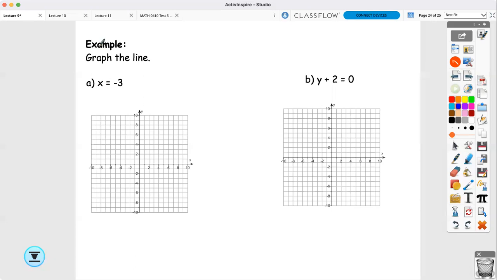Example. So we're gonna graph the lines. A is x equals -3 and B says y plus 2 equals 0. We're gonna start with A first, and give you a few seconds to set it up. So make your x and y axis. We know x equals -3. From seeing x equals a number, we should see that it's gonna be a vertical line.